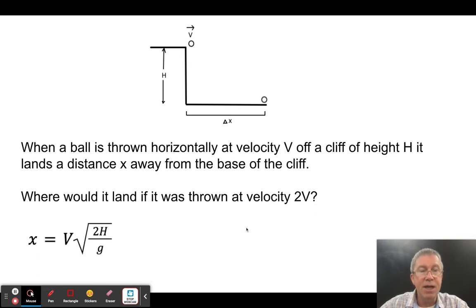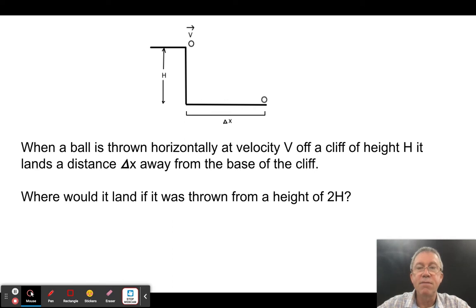We just established from the last one that if we substitute this in for t in the velocity equation, we get the horizontal displacement, which we're calling x in this case, is equal to the horizontal velocity, which we're calling v in this case, times root 2h over g. So the question is, where would it land if it was thrown at 2v? How are x and v proportional to each other? Well, they're directly proportional. So if I double v, I'm going to double x. It's going to land distance 2x away.